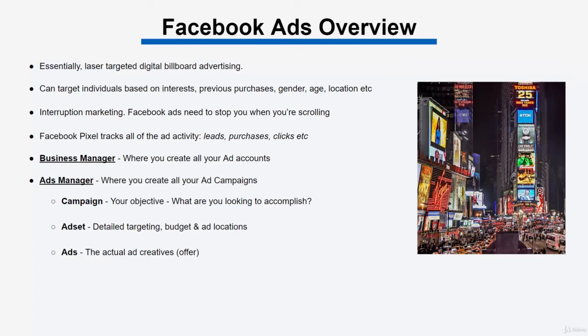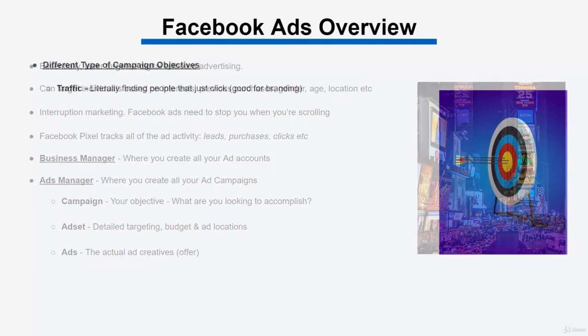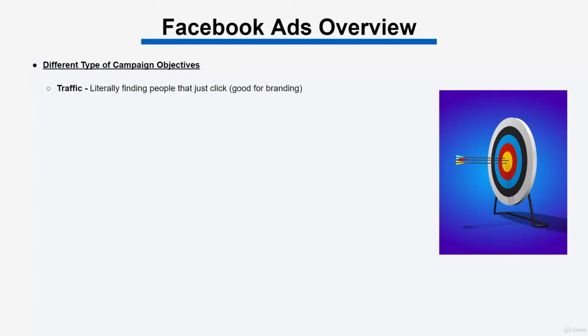And then the ads, this is where we're actually setting up the creatives, the actual copy, the messaging, right, of the actual ad, of what the actual individual is going to see. And so let's look at the different types of campaigns here. The first one, we have the traffic. This is where we're just finding people that literally want to click. And this is great for branding if we're just looking to get people to become familiar with us. And so essentially, Facebook is going out and finding people that are most likely to click on our ad.